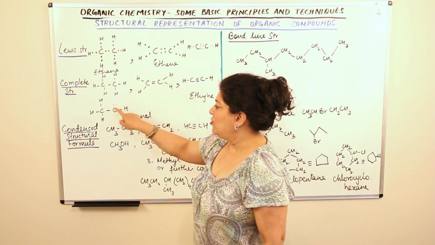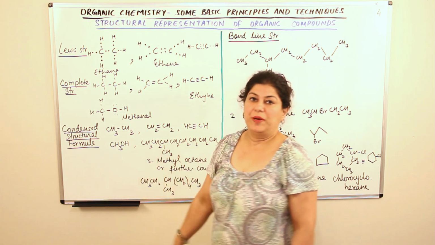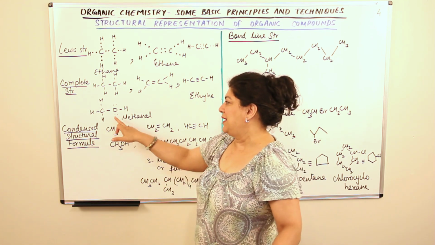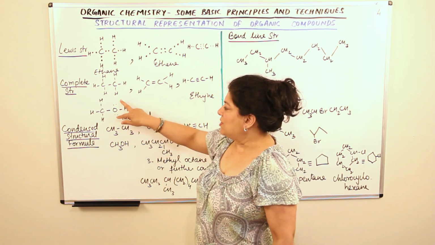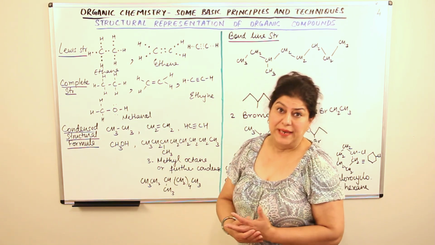A pair of electrons represented by a pair of dots here, and another pair, that is a lone pair of electrons here. So it has 2 lone pairs of electrons. So this is a complete structure.